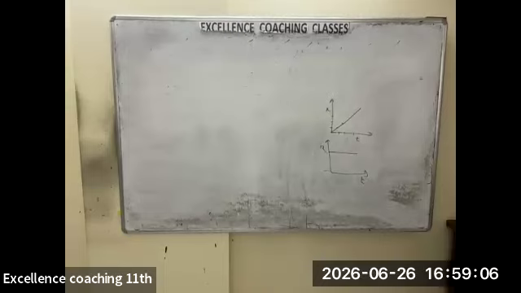Question 23. When an object is moving in a straight line, its velocity is equal to what? Distance, displacement, acceleration, or speed? Answer is speed, because direction is not changing, no? Straight line, unidirectional. So velocity is equal to speed.